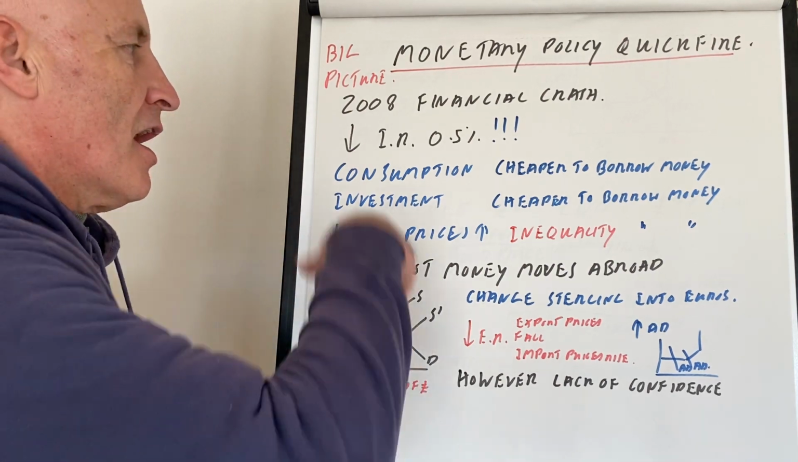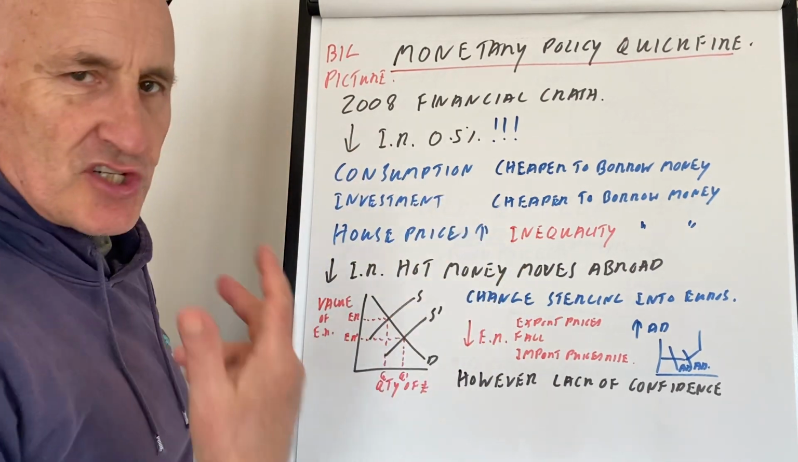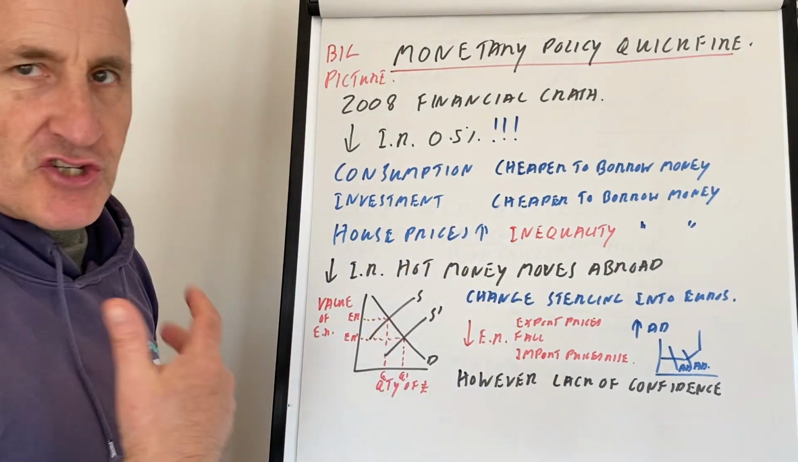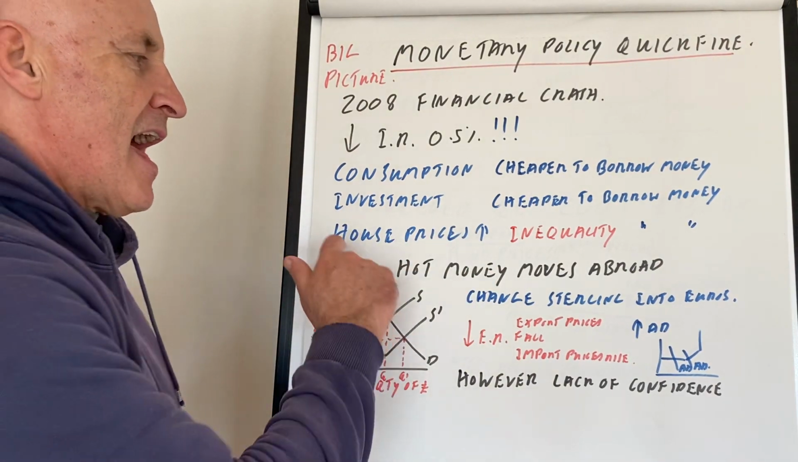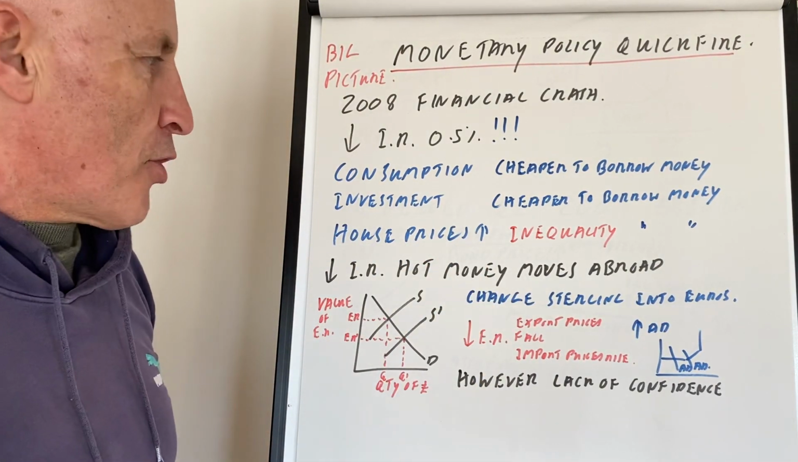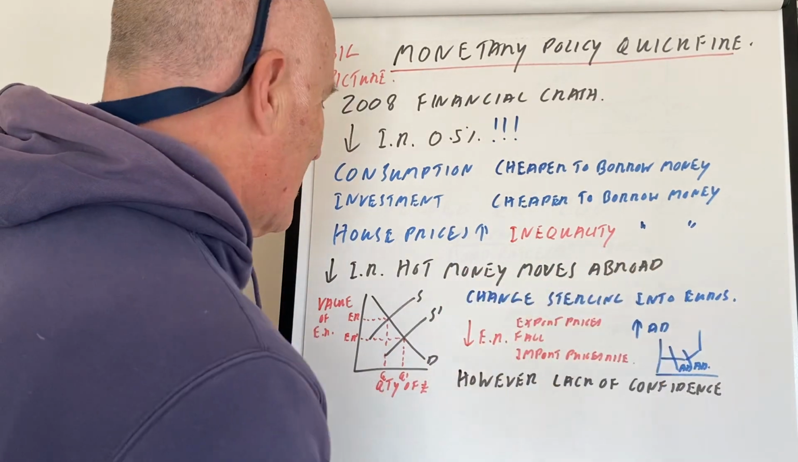It's really easy. Low interest rates, consumption should go up, so it's cheaper to borrow money. Investment should go up, it's cheaper to borrow money. Tell this to the examiner. House prices will go up, it's cheaper to borrow money. There'll be a rise in inequality.